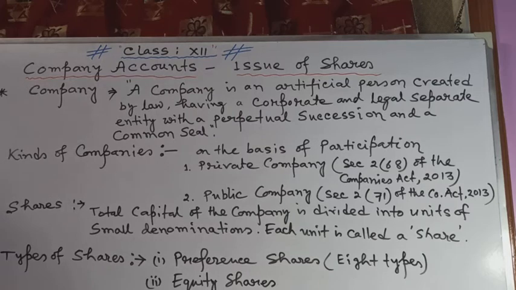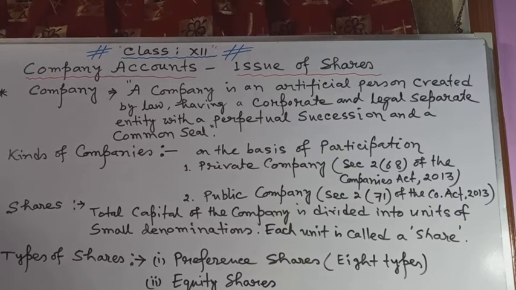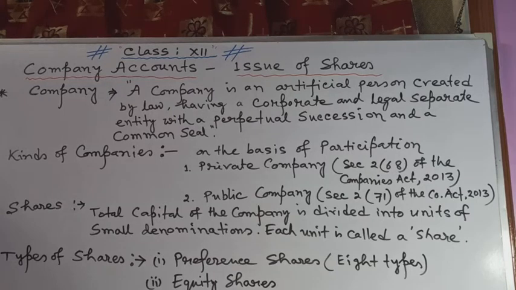Okay. And second, public company. Public company: Companies Act, Section 2 Subsection 71 of the Companies Act 2013. A public company is a company which is not a private company, but has a minimum paid up capital as may be prescribed, and includes a private company that is a subsidiary of a public company. The minimum number of members is 7, the maximum is unlimited. Okay, this is the theory portion of private company and public company.